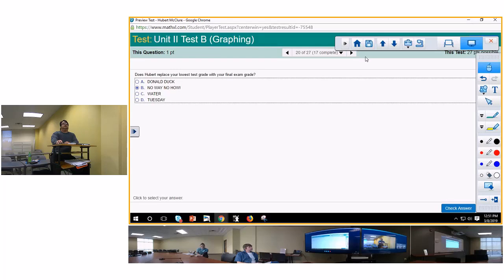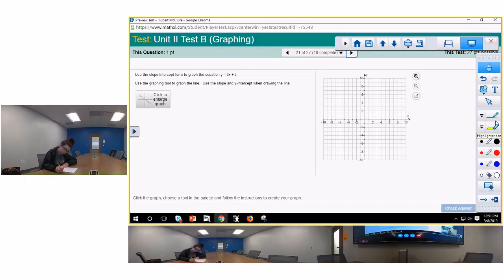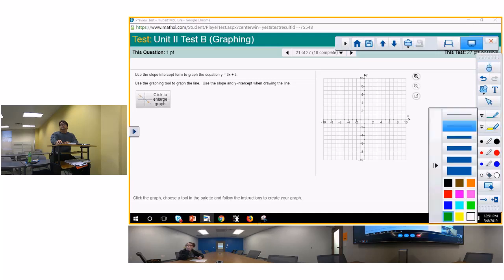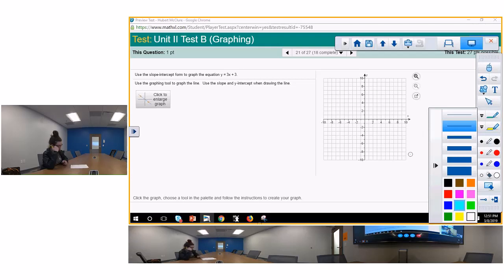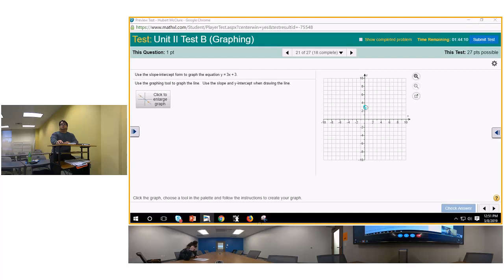I'm seeing if there's any other different problems. Use the slope intercept form. Method 1, 2, or 3? 3. I'm going to go ahead and plot 0, 3. I'm going to do that in blue. So 0, 3 is right here. Which way is the trace line going? Left to right what?